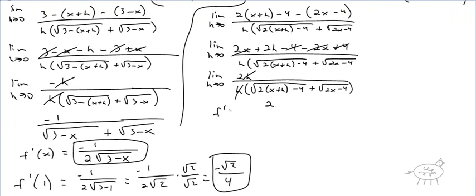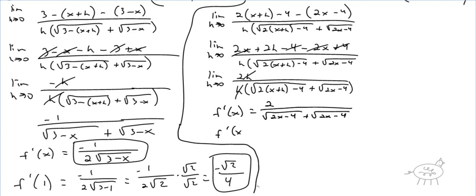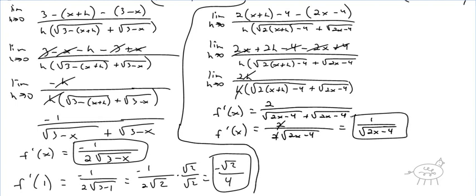And we wind up having f prime of x then equals 2 over. If I put a 0 in for h, I just get the square root of 2x minus 4 plus the square root of 2x minus 4. Sweet! So f prime of x, a little messy here, f prime of x is 2 over 2 times the square root of 2x minus 4. The 2's cancel, so we actually get 1 over the square root of 2x minus 4. Okay, that's f prime of x.